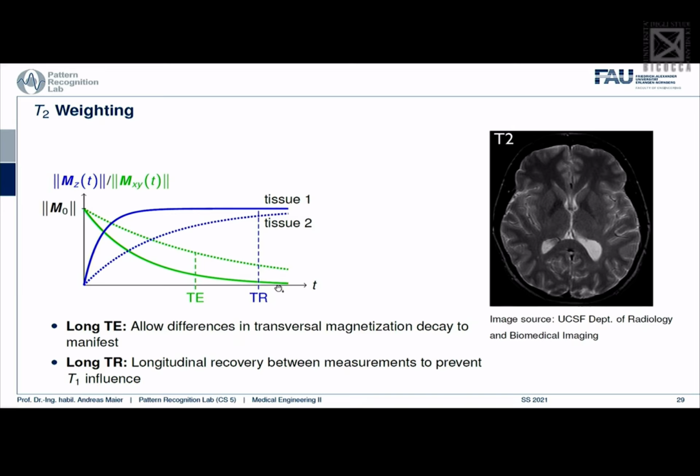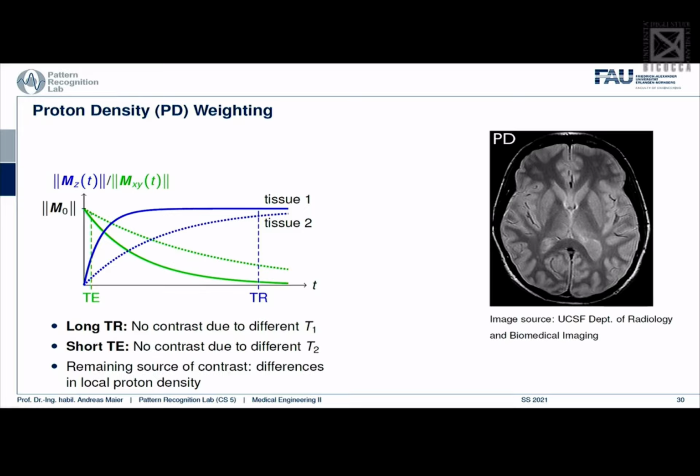Again, like in the previous case, what we have is an image which is mostly influenced by T2. It's not a map of T2 values. It's not quantitative. There is also another possibility. We had before short TR and long TE, or long TR and long TE.